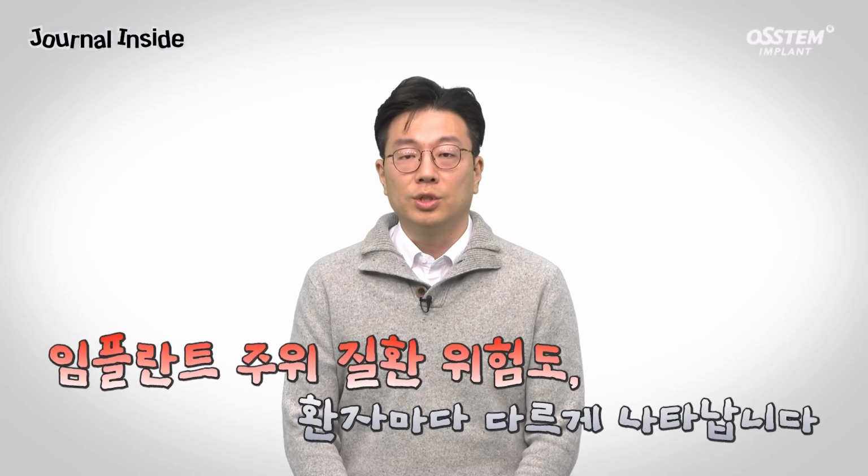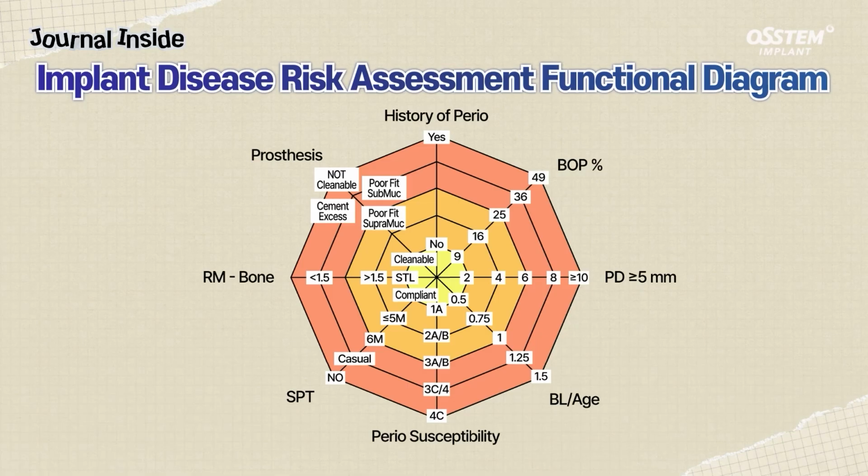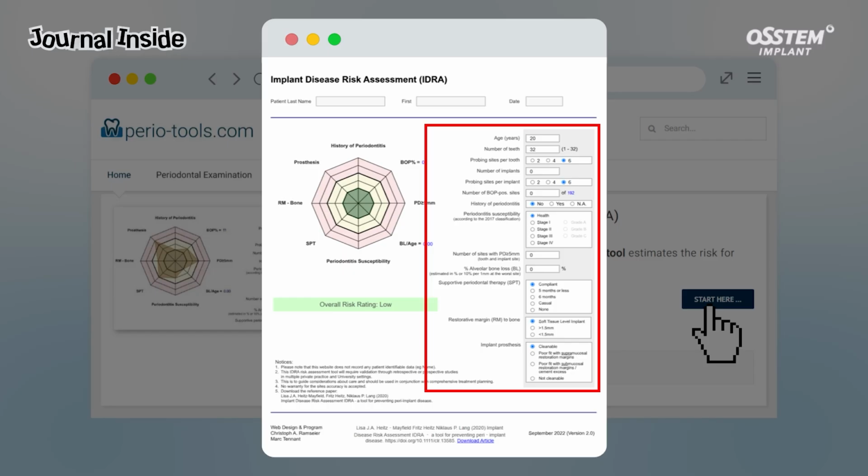The risk of peri-implant disease differs among patients, but this diagram makes it easy to identify the risk based on 8 key factors. Just remembering this one diagram will be sufficient. By simply entering the information on the right side, you can determine each patient's risk level for peri-implant disease.